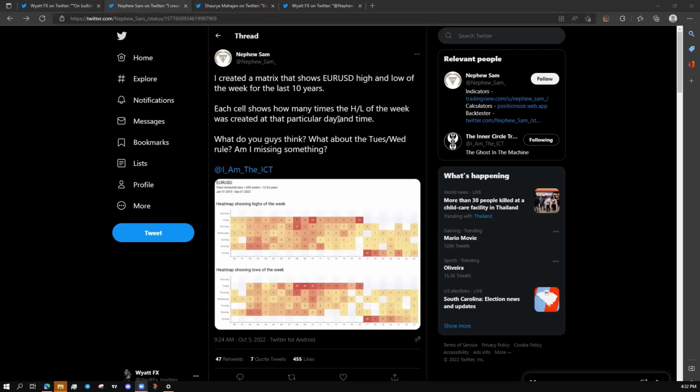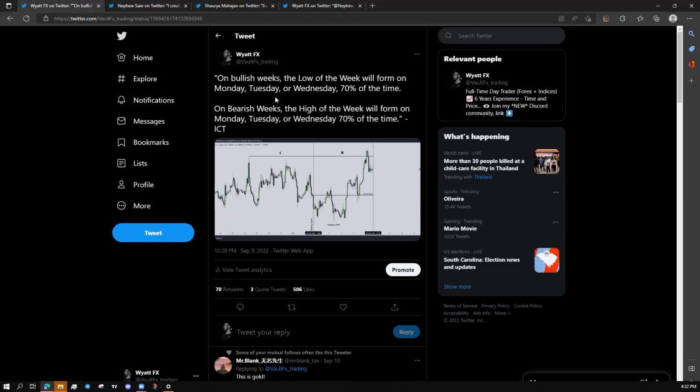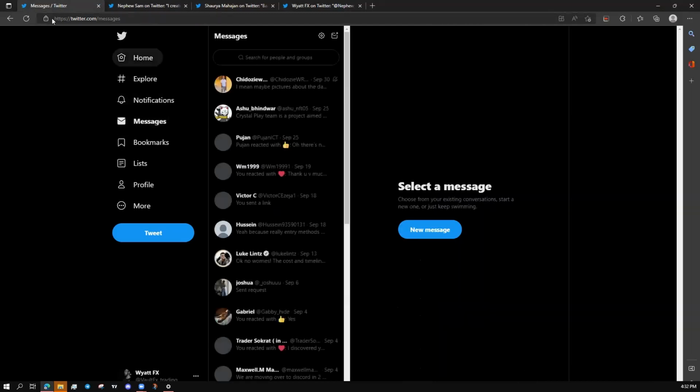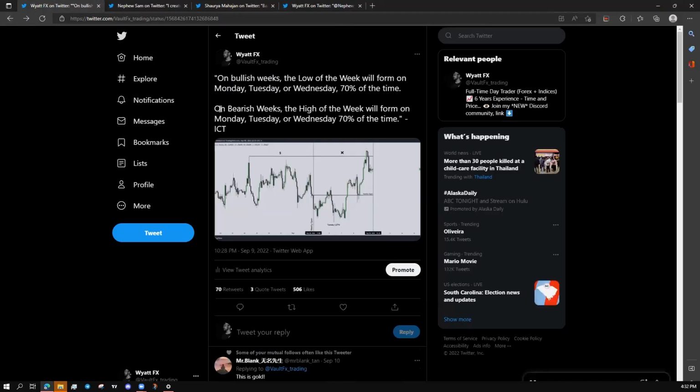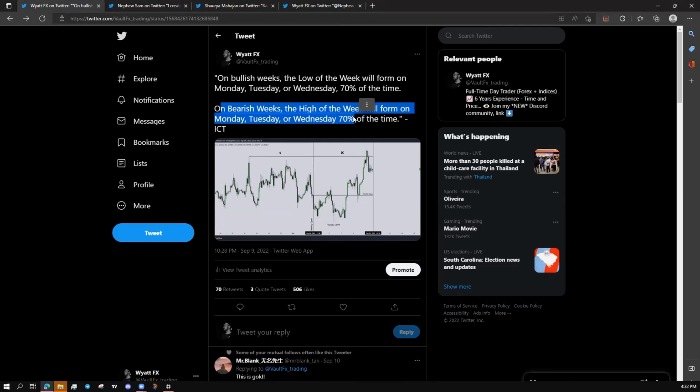So the intention of this, it seems, was not necessarily to disprove ICT's concept, but once he found this data, it seems like he had more doubt in ICT's concept that on bullish weeks, the low of the week will form on Monday, Tuesday, or Wednesday 70% of the time. And on bearish weeks, the high of the week will form on Monday, Tuesday, Wednesday 70% of the time. And that's from ICT, of course.